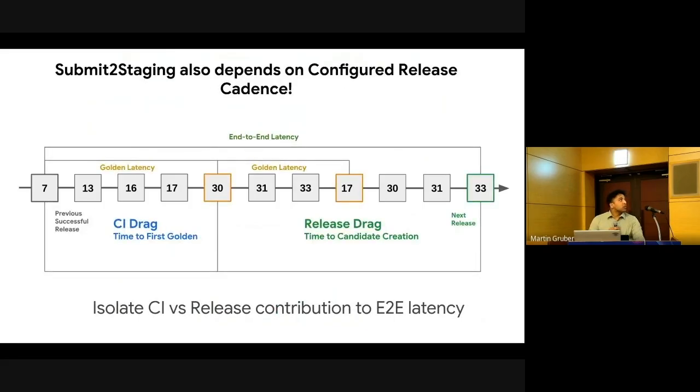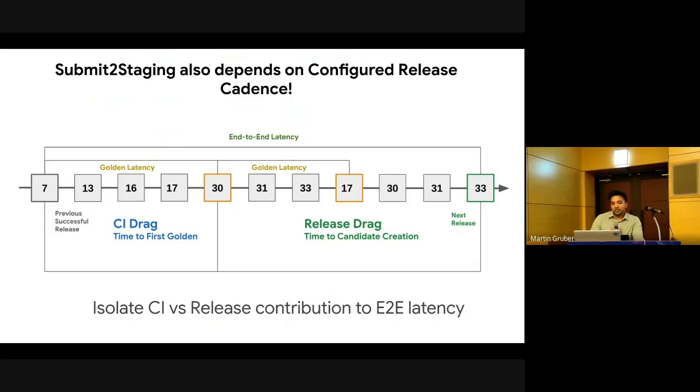But there's another problem, which is that release configuration is decoupled from CI. So you as the release owner can configure the cadence at which releases are cut, your candidate creation or your pushes to staging. So even if we speed up the CI signal, you might not actually get faster releases, right? Unless you actually configure your release project accordingly.